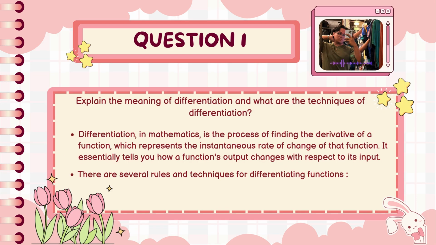What is the meaning of differentiation and what are the techniques of differentiation? Differentiation in mathematics is the process of finding the derivative of a function, which represents the instantaneous rate of change of that function. It essentially tells you how a function's output changes with respect to its input. There are several types of rules and techniques for differentiating functions.